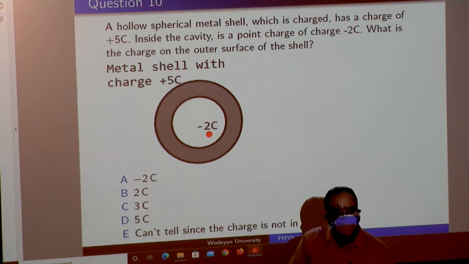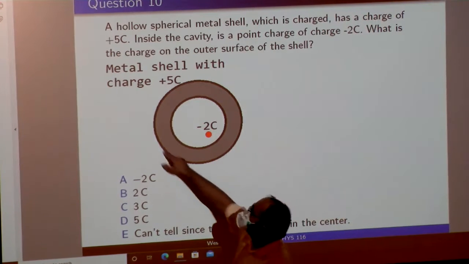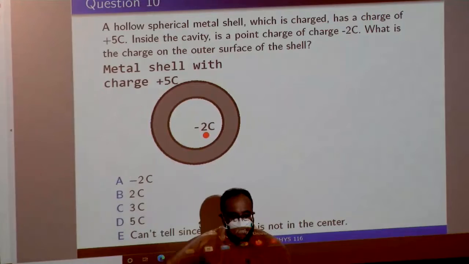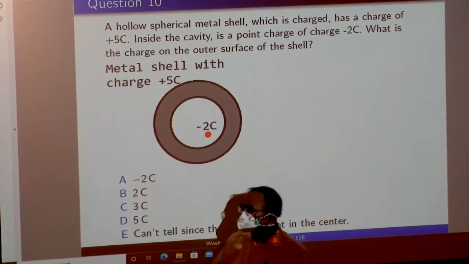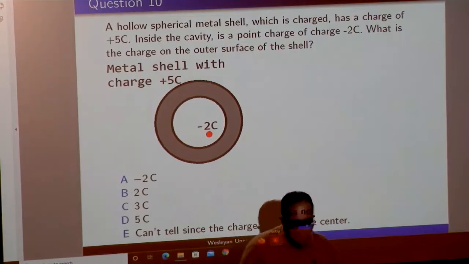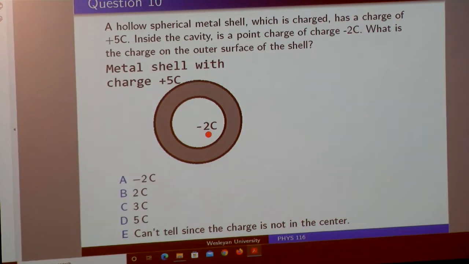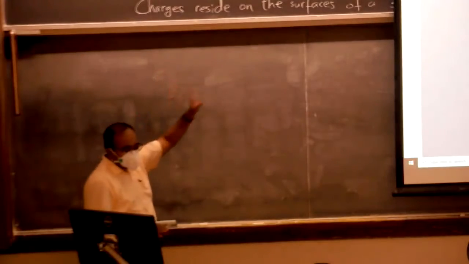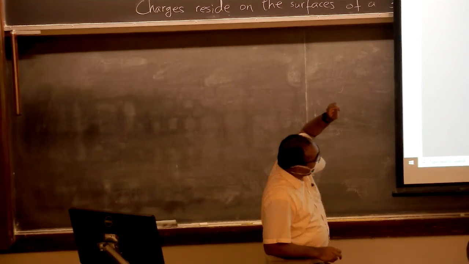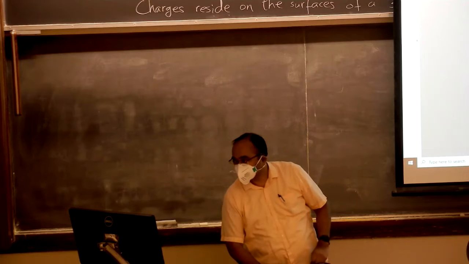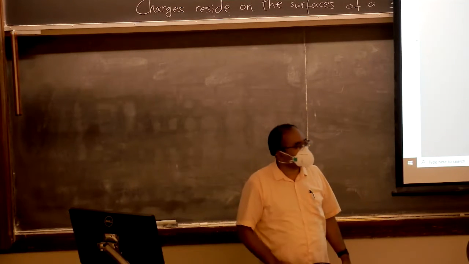Wouldn't the charge on the outer surface... Excellent question. So yes, if we have a charge on the outer surface, wouldn't that produce its own field and that produce a non-zero field here? Excellent question. Well, let me ask you this before I answer that. The charge on the outer surface, is it uniformly or non-uniformly distributed?